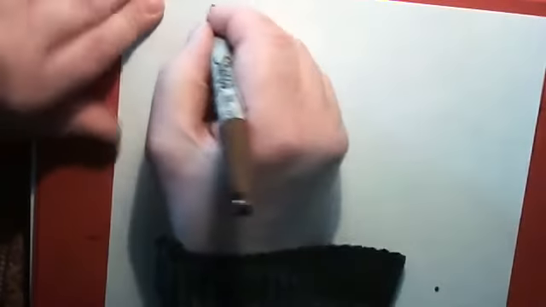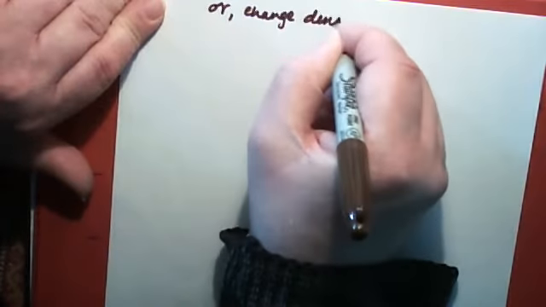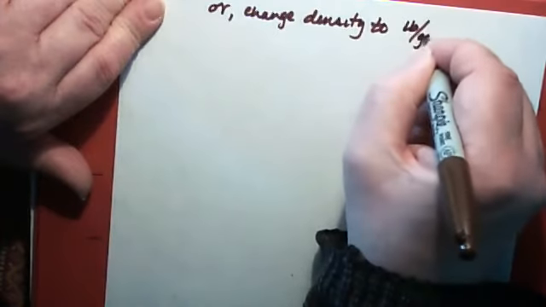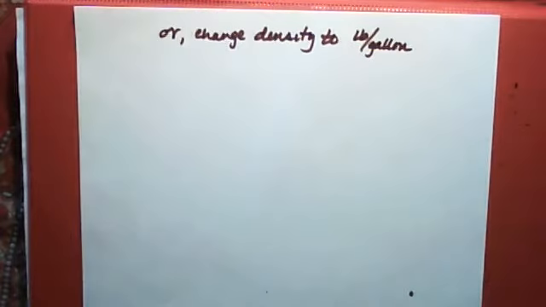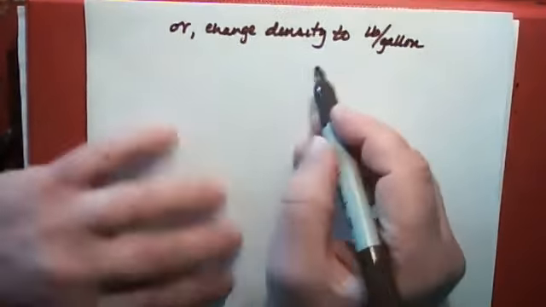For that same question, as I mentioned, there's another way we can do it. You could always change the density to pounds per gallon and do it that way. So what would it be like if we did it that way? There would probably be fewer steps doing it this way, but the math would be a little more challenging.